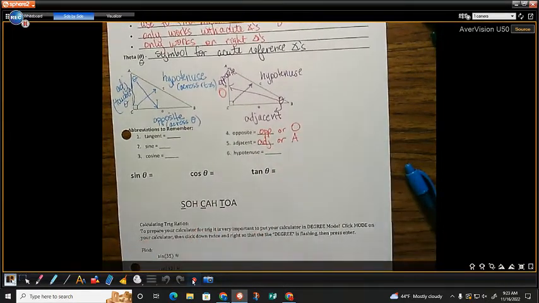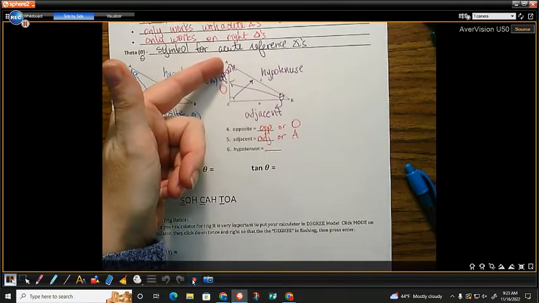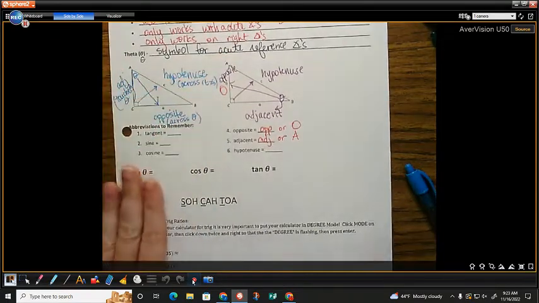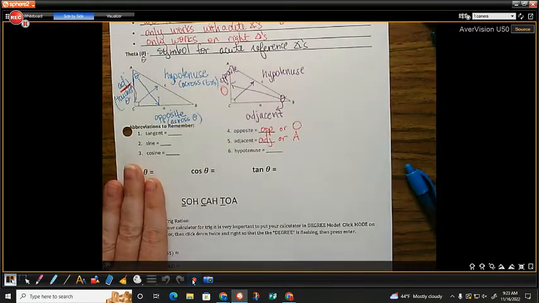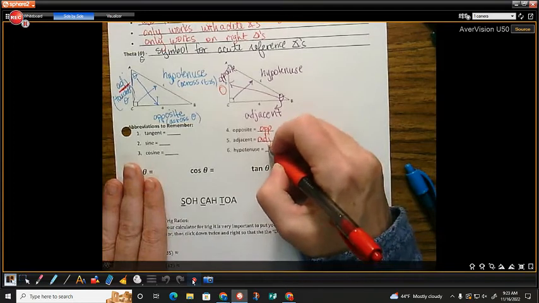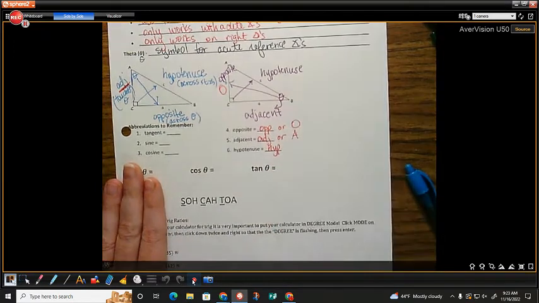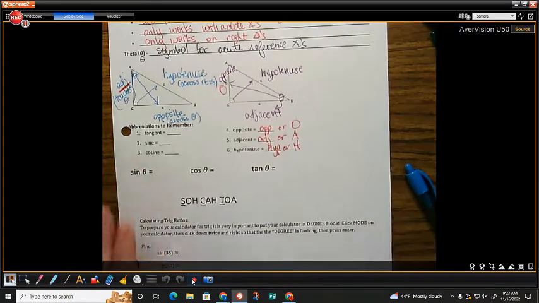I don't tend to do that because a lot of your triangles will have A already be a letter in it, and I don't want to confuse what I'm doing. And so I'll usually just write ADJ so I don't mix it up. What do you think we should put for hypotenuse? You can put hypo if you want, but I'm just going to put HYP because I'm especially lazy. Or you could use an H. I don't care.